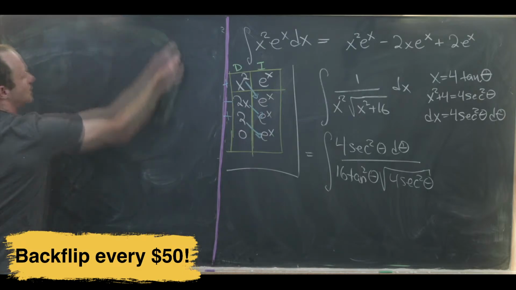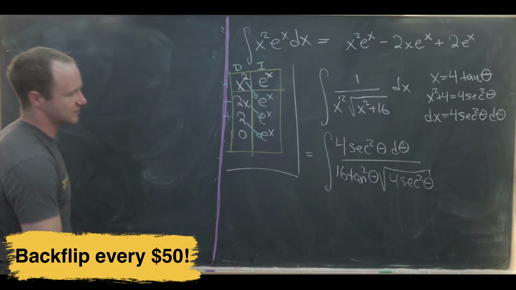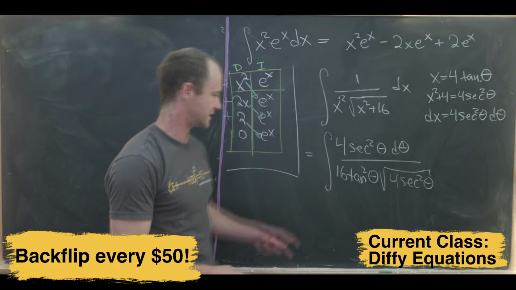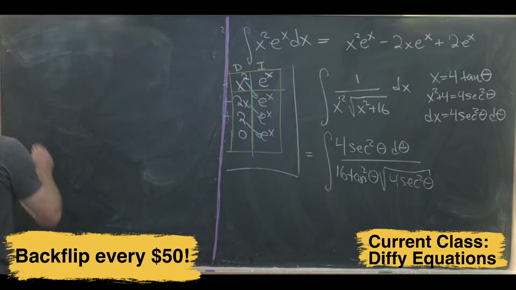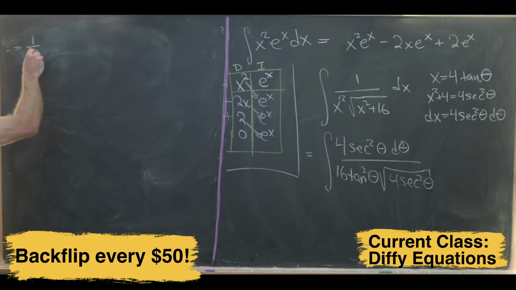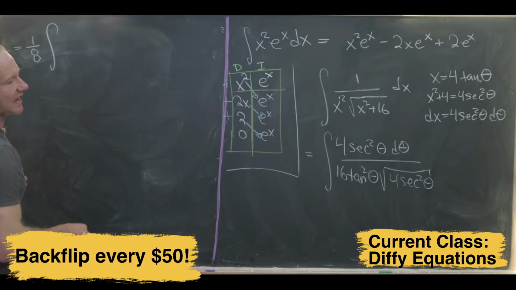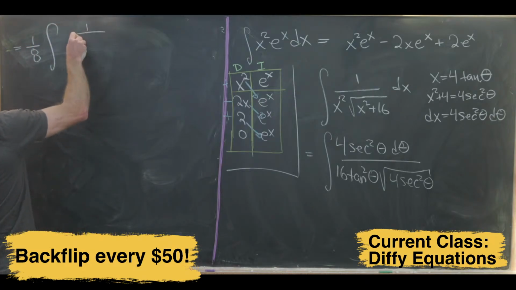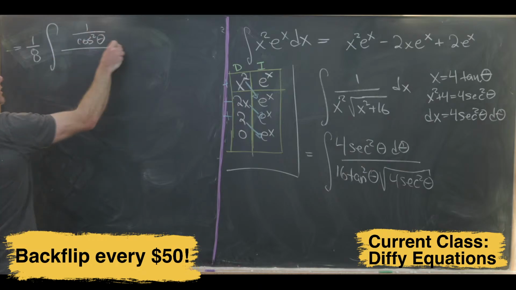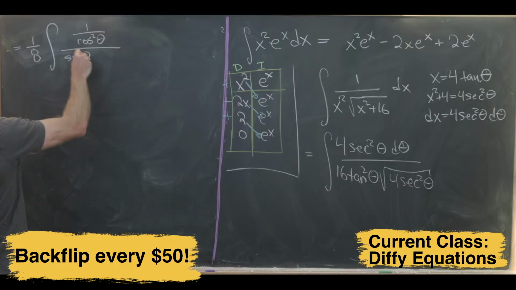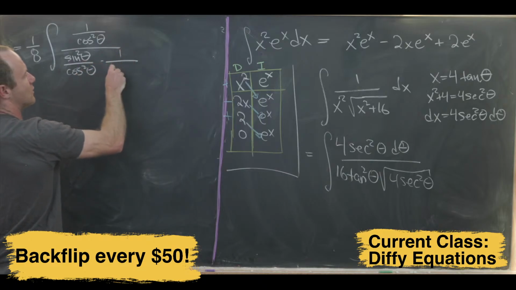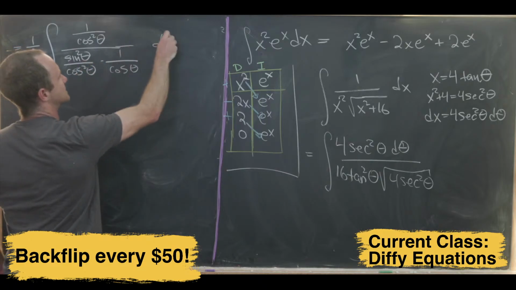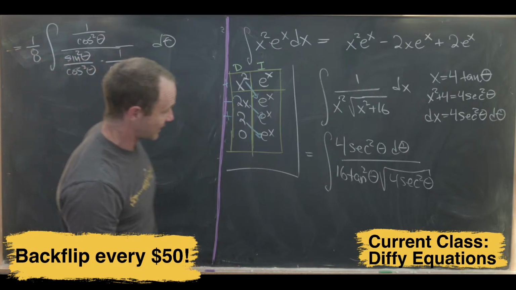So let's rip all of this into sines and cosines. Well, let's see what our number is. So we have 16 times 2, that's 32. So we've got 1 over 8. So this is equal to 1 by 8. And then we have 1 over cosine squared theta over sine squared over cosine squared theta times 1 over cosine theta d theta. So we're left with something like that.